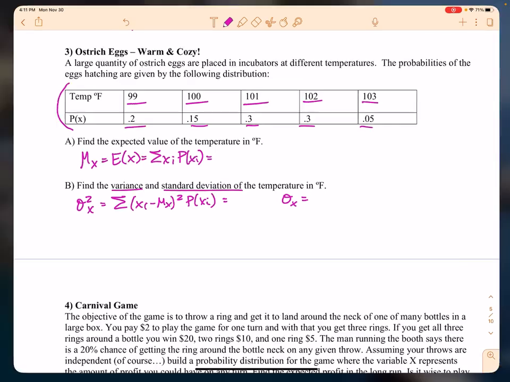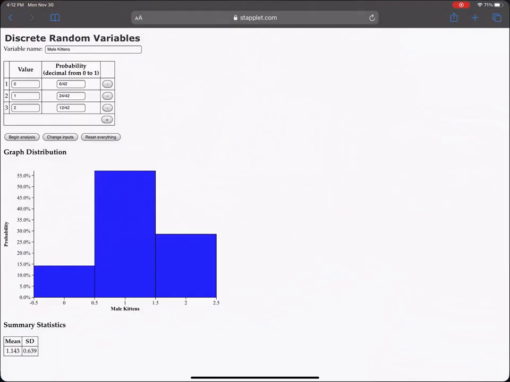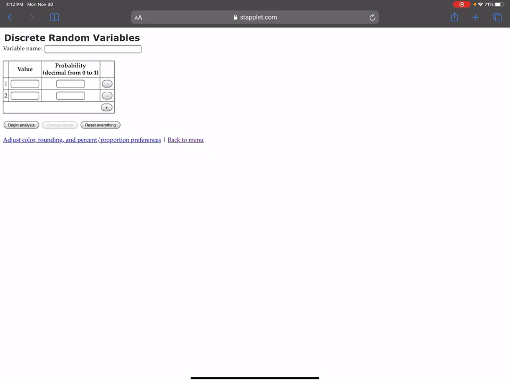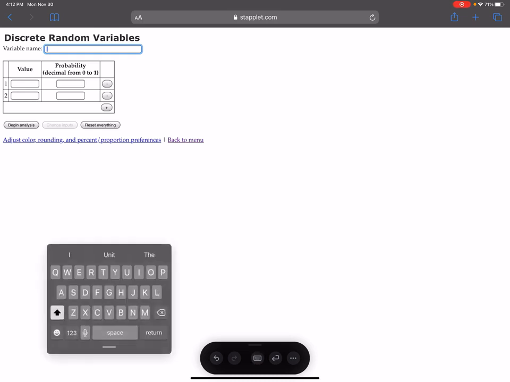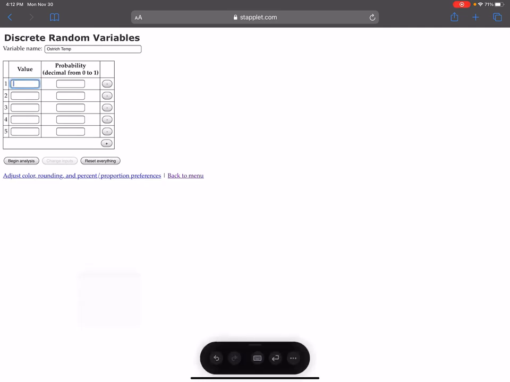So I'm going to go back to Staplet, discrete random variables, and what is this called? Ostrich eggs. How could I forget that? I just made fun of that. It's actually ostrich egg temperature, so we're just going to shorten this here. Okay, and I've got 5 temperatures, so I'm going to put all of those in there.